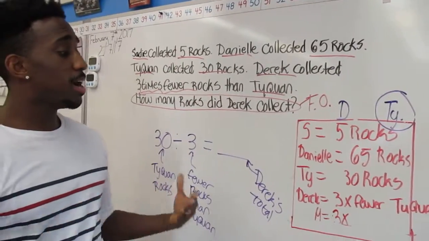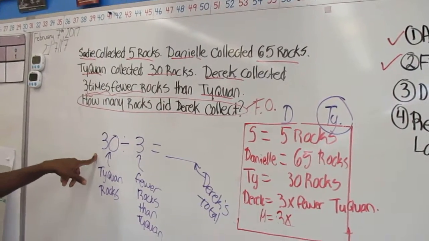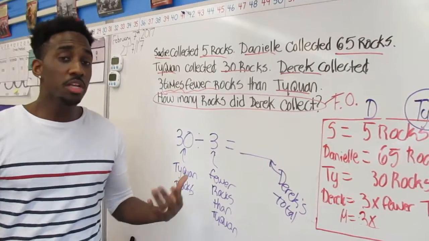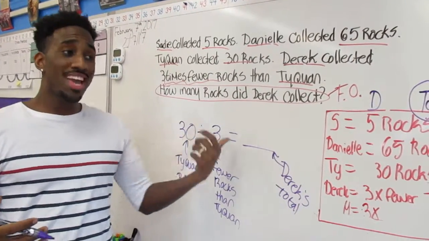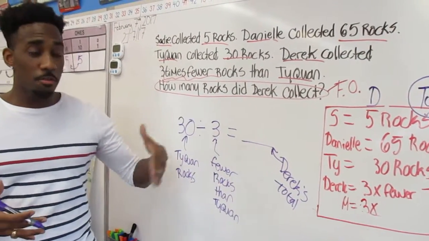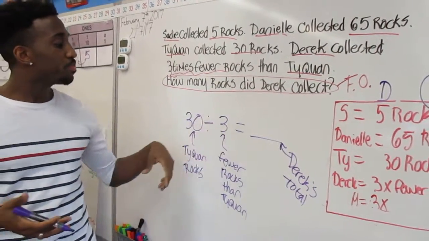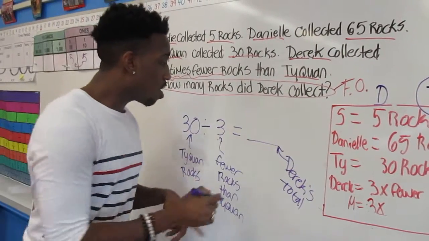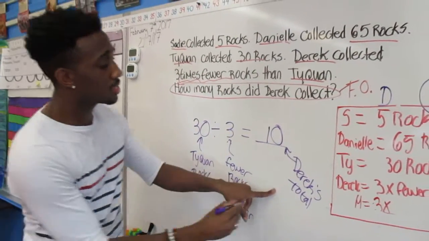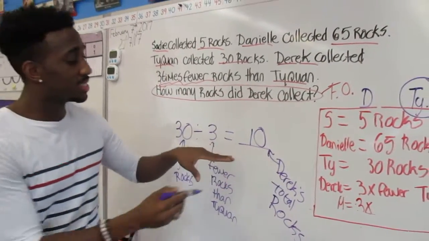I'll just go over that one more time. We knew that Taekwon has the most. In order for us to get to Derek, or in order for us to get to something that's less than 30, we can do two things: subtract, or we can divide. Here we know that it's a multiplicative compare problem. It's 3 times fewer. In order for us to get an answer that's 3 times fewer, we're going to simply divide by 3. And if we divide 30 by 3, we're going to get 10. So I know that Derek collected 10 rocks in total.